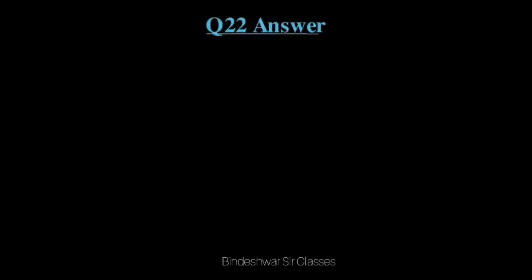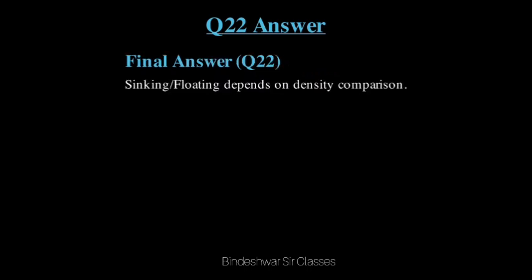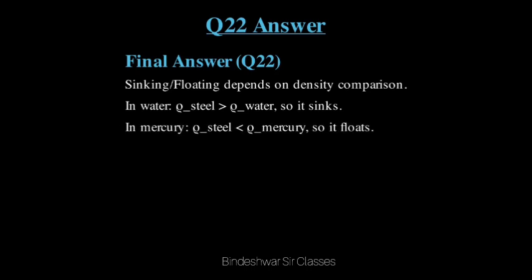Your exam answer should be direct and based on this comparison. State that an object sinks in a fluid if its density is greater than the fluid's density, and floats if its density is less. A steel ball sinks in water because the density of steel, around 750 kilograms per cubic meter, is greater than the density of water, 1,000 kilograms per cubic meter. Conversely, the steel ball floats in mercury because its density is less than the density of mercury, around 13,600 kilograms per cubic meter.